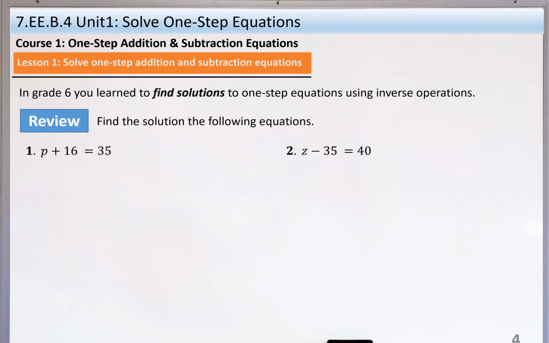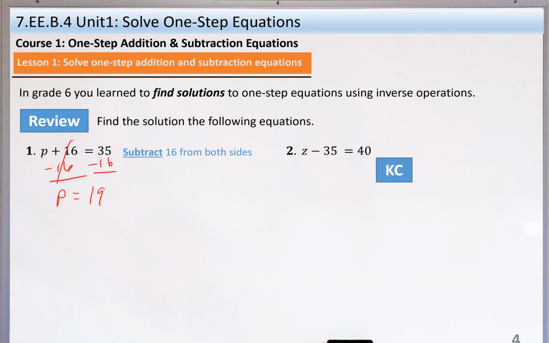All right, so we're going to review a few problems from 6th grade, where we're not really dealing with integer operations. So we have some number p plus 16 equals 35. What value for p will make that equation true? To find out, we subtract 16 from both sides. P equals 19. 19 is the solution, a value that makes that equation true.